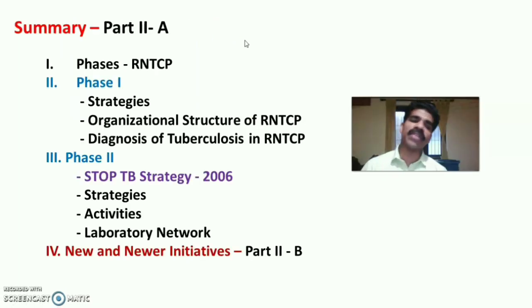So let us wind up and conclude the session. The summary of the day, part 2 A session of the RNTCP video: we have discussed the phases of RNTCP in general, the classification. Then phase 1 of RNTCP, which includes the strategies of phase 1. And in detail, we have discussed the organizational structure of RNTCP in India and diagnosis of tuberculosis in RNTCP in India. Then phase 2 of RNTCP, in which we also included the Stop TB Strategy 2006. Then strategies of phase 2 RNTCP and activities of phase 2 RNTCP, and in detail we have discussed the laboratory network of the RNTCP in India.